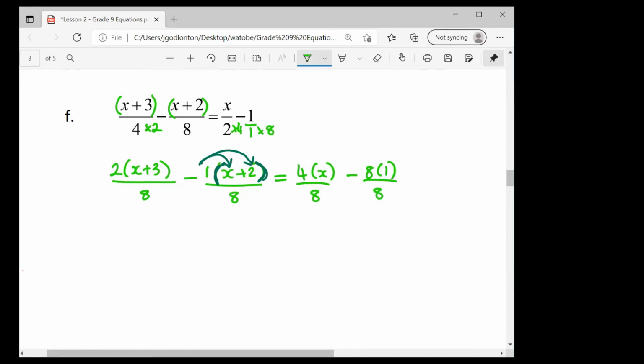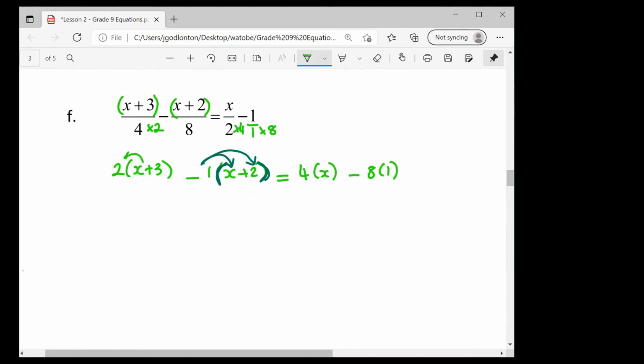Okay, I'm now going to get rid of my denominator because it's common, and I have the same denominator across all of my terms. And now I'm going to multiply things in. So I'm going to get 2x plus 6, and then negative x minus 2, which is equal to 4x minus 8.